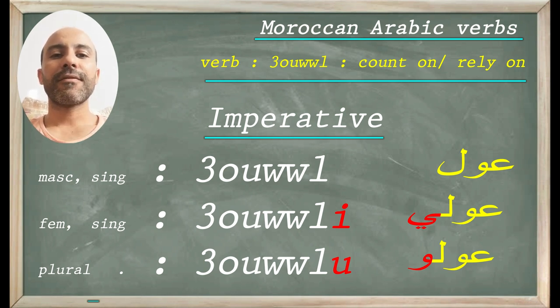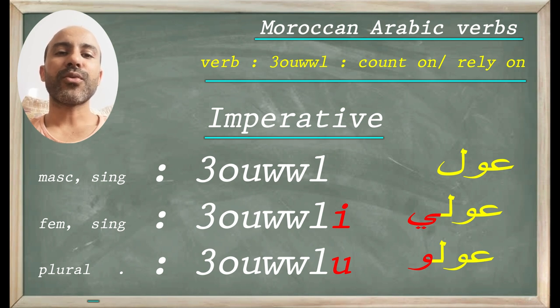So let's see the three forms of the verb. عول for masculine. If you are giving like an order, imperative form to a masculine, you say عول. And if you're talking to a woman, عولي. And if you're talking to a group of people, it's عولو.